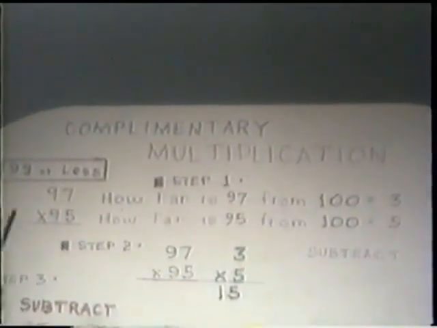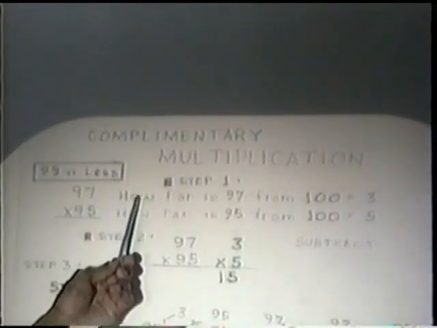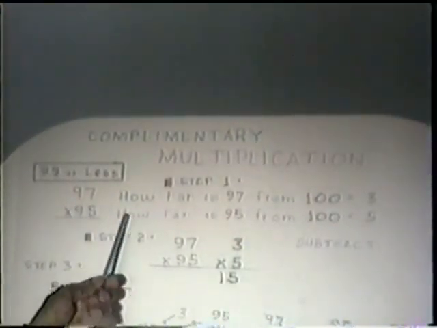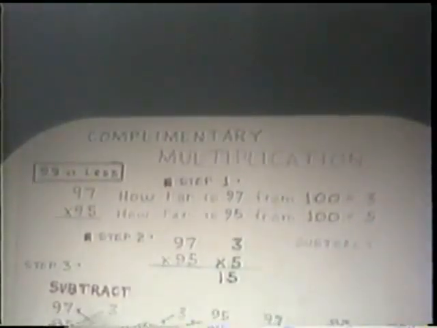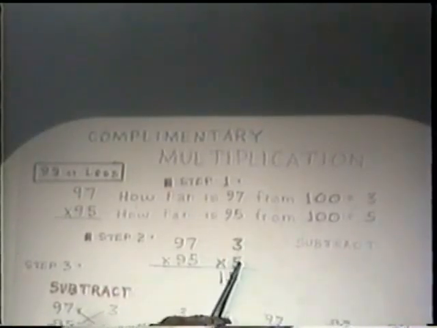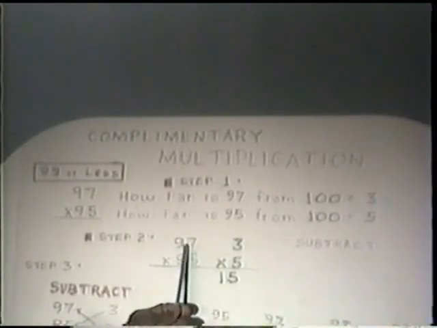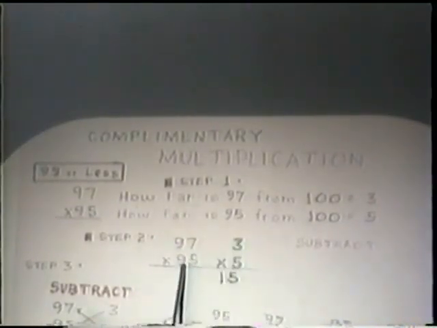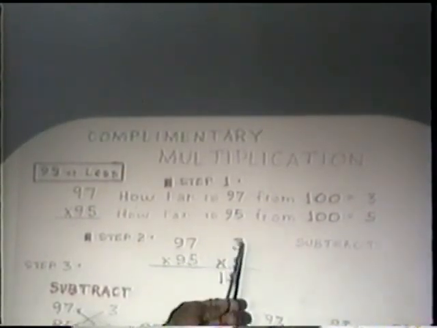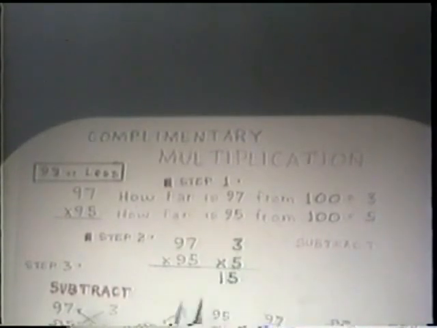The easy way. The top number is 97. You find out how far 97 is from 100. You say that's 3. Then you find out how far 95 is from 100. That's 5. Second step. Here's the 3. Here's the 5. Because 97, you add 3 to it, you get 100. 95, we add a 5 to it, you get 100. That's how far 95 is from 100. So we had the 3 and the 5. 5 times 3 is 15. That gives us our first number. Remember?